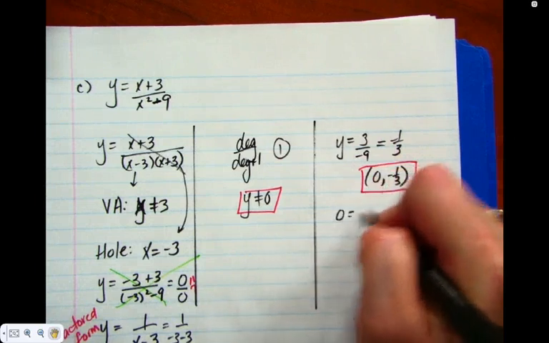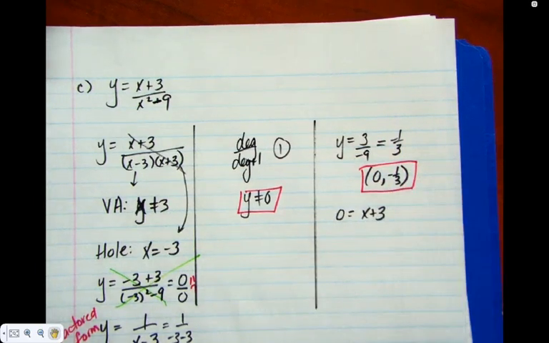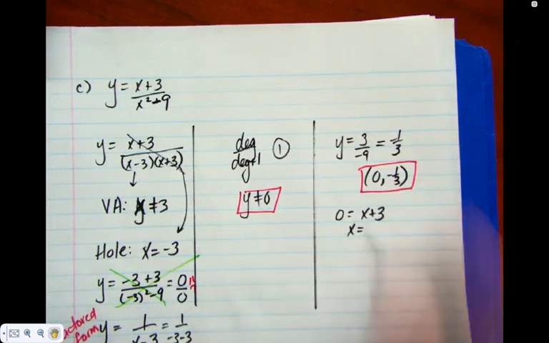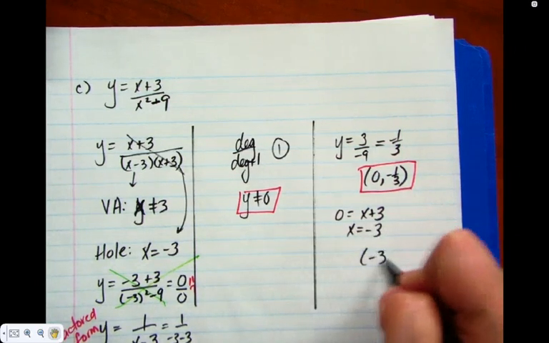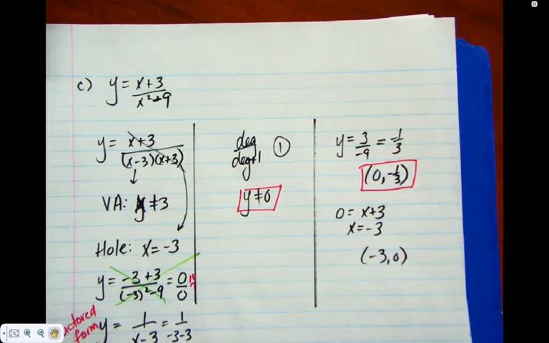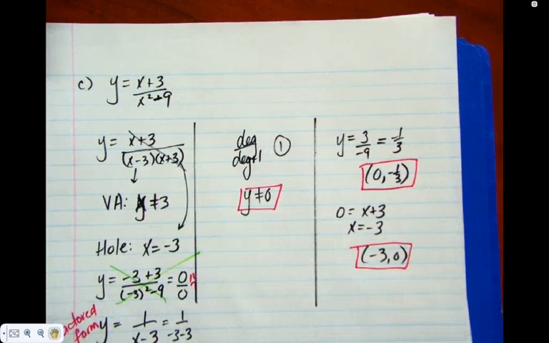X-intercept. I ignore the bottom. Why do we ignore the bottom? Because you multiply it by that 0 and it goes away, so all I'm left with is the top. So x equals. Questions?